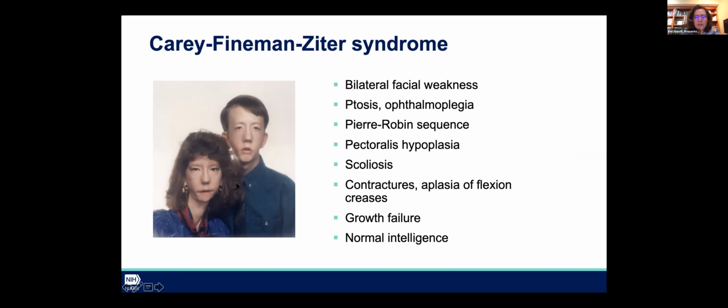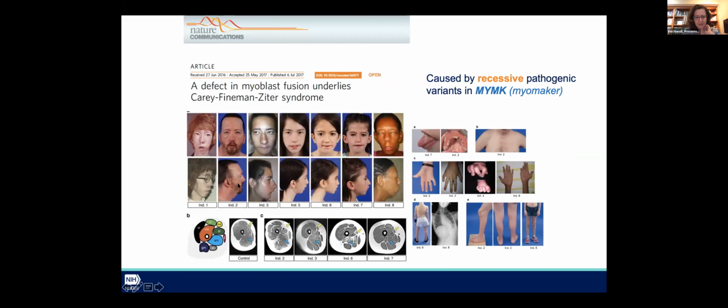small chin. So Pierre, I'll talk about Pierre Robin in a minute, but we were able to see all these families in the clinical center and identify it as a congenital myopathy. So MYMK, myomaker, is the gene that causes Carey-Fineman-Ziter. It has nothing to do with Moebius. The facial weakness and the mild abnormality in lateral gaze were because of the extraocular muscle involvement, not because of cranial nerve palsies.